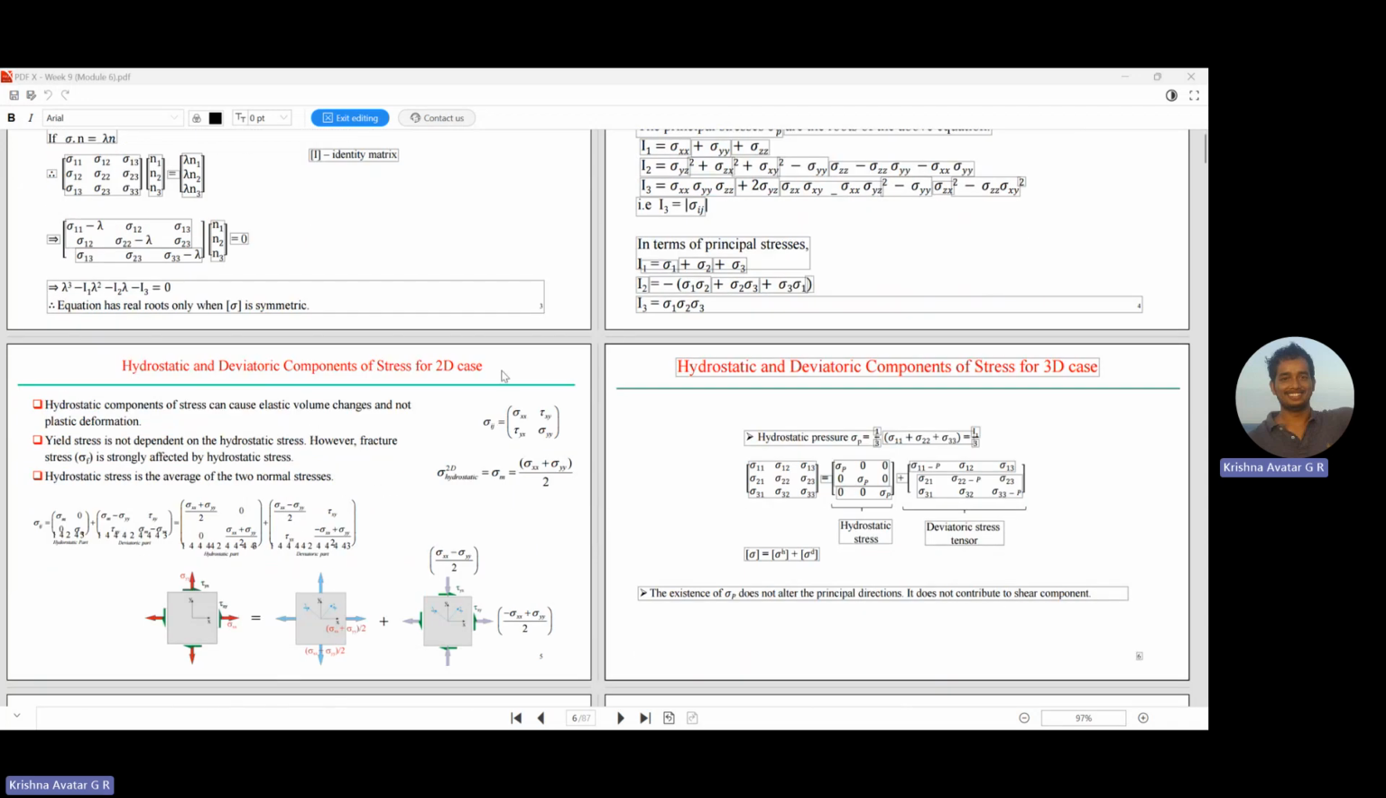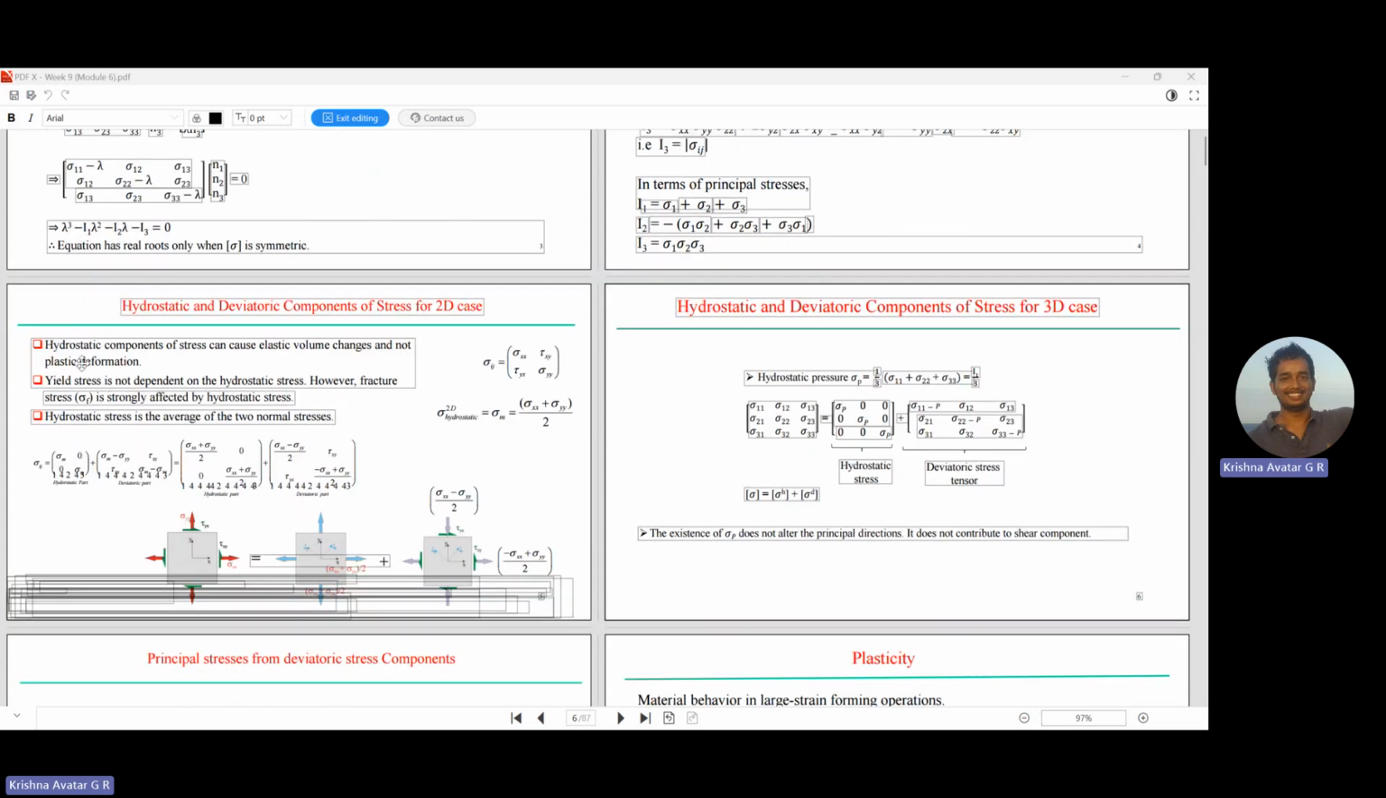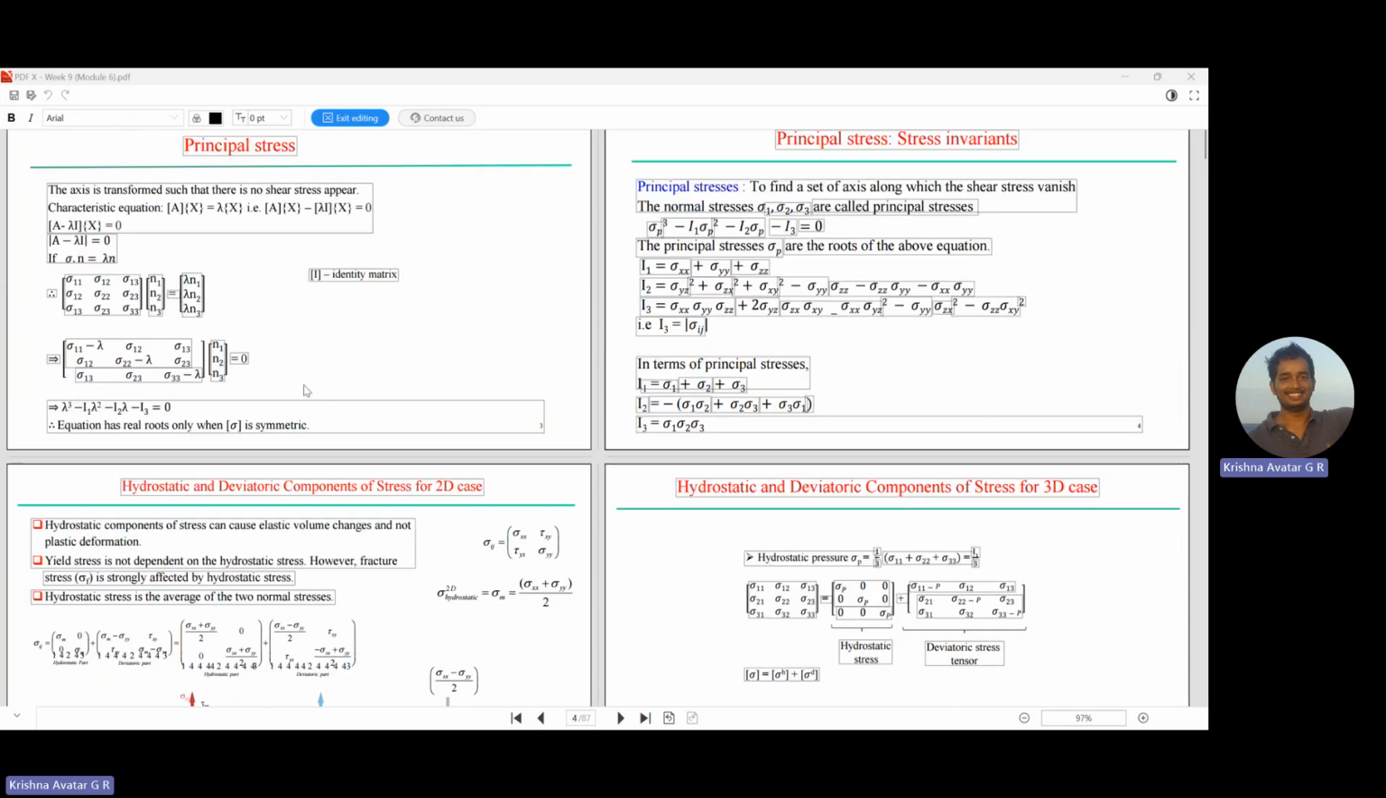Now let's reduce our problem to a 2D case. For a 2D problem, this σ matrix is going to have 4 components, of which only 3 are independent, isn't it? Because here τ represents shear stress. Shear stress is any stress which has two different indices. So here σyx or τyx is equal to σxy or τxy, isn't it?